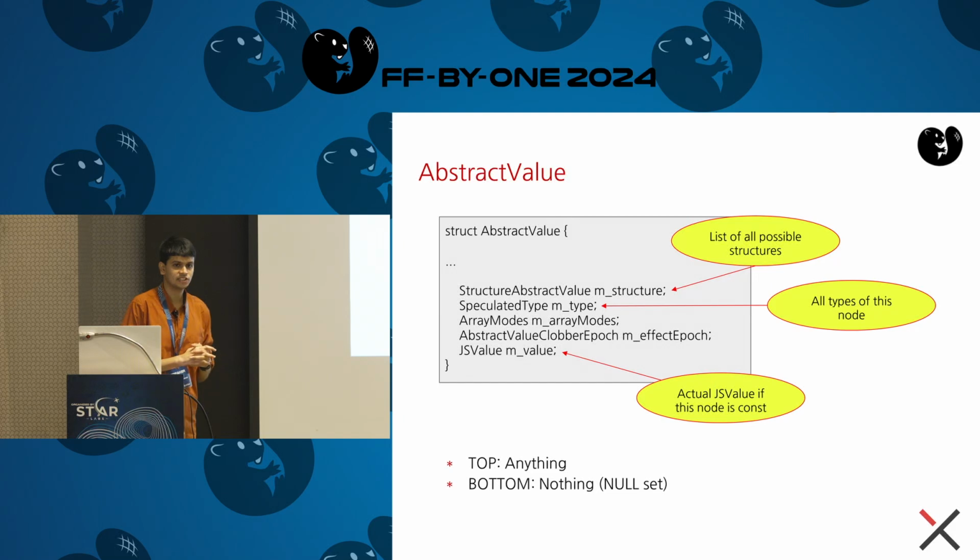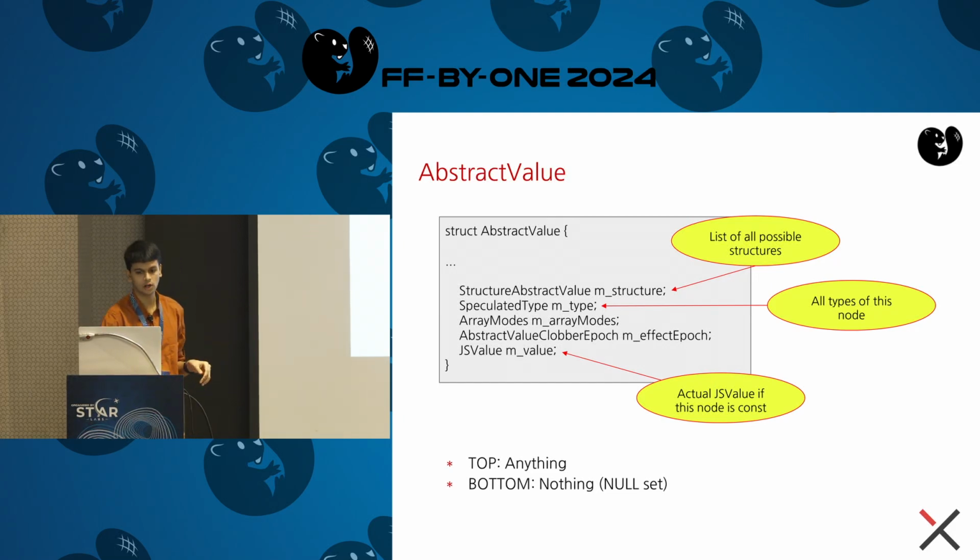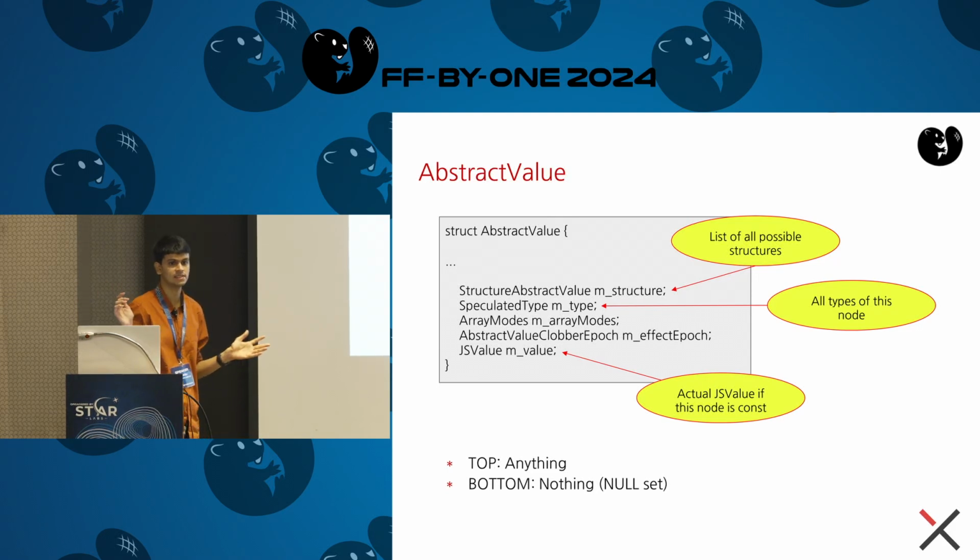There are two special values that each of those fields can hold. One is called the top, which stands for anything, and one is called the bottom, which stands for nothing, a null set. So if m structure is top, this variable can be any type. It's an object, but it can have any type. However, if the m structure is bottom, then it signifies that this variable will have no shape at all. That means it's a primitive value, integer, float, or whatever.